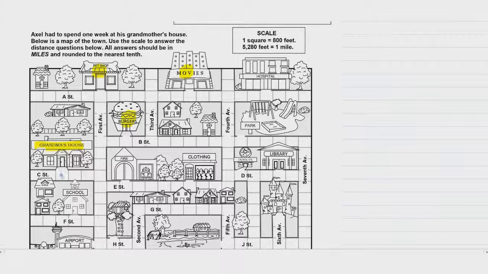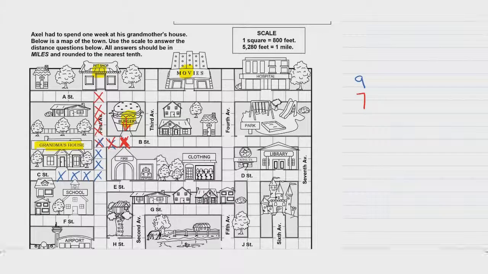He starts off at Grandma's house. 1, 2, 3, 4, 5, 6, 7, 8, 9. So he went 9 squares to get to the burger shop. He walks into the burger shop, he orders a burger, fries, and soda, and then he walks out. And when he walks out, you're going to have to count this square right here again. So this is 1, 2, 3, 4, 5, 6, 7. So he walks 7 squares to the pet shop.